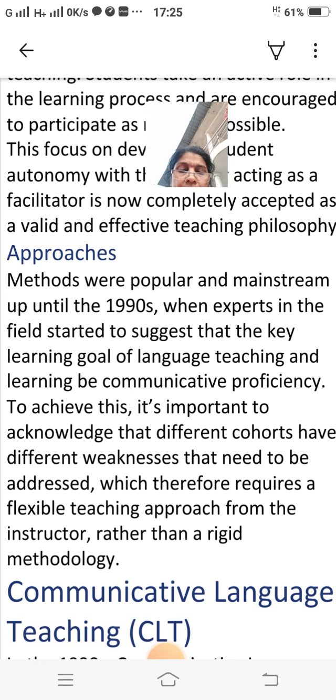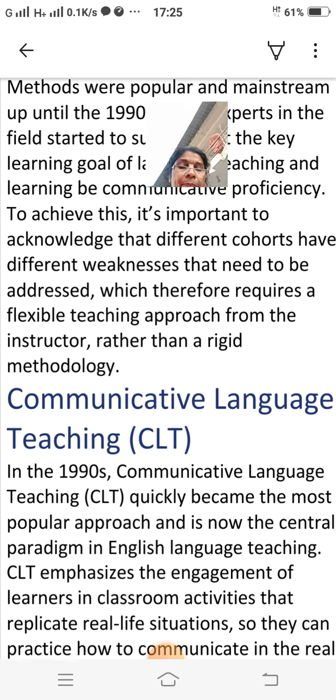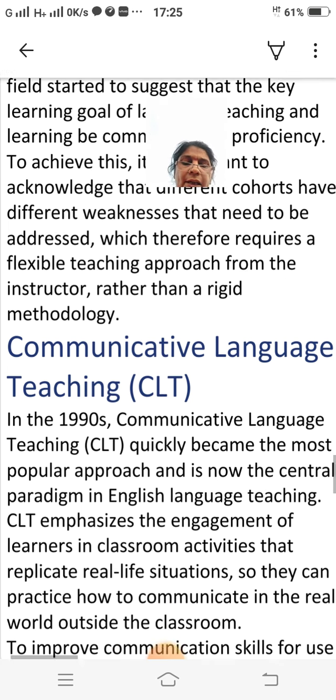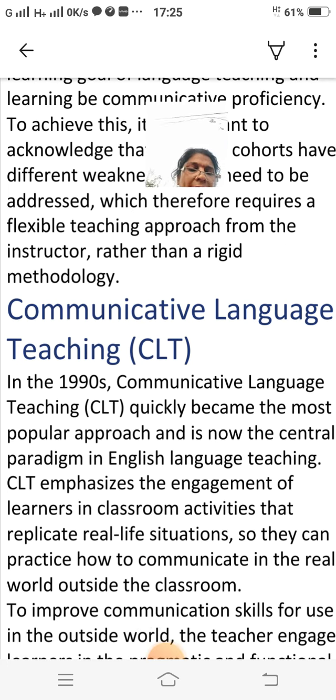Communicative Language Teaching, CLT. In the 1990s, communicative language teaching, CLT, quickly became the most popular approach, and it is now the central paradigm in English language teaching. CLT emphasizes the engagement of the learners in classroom activities that replicate real life situations, so they can practice how to communicate in the real world outside the classroom.